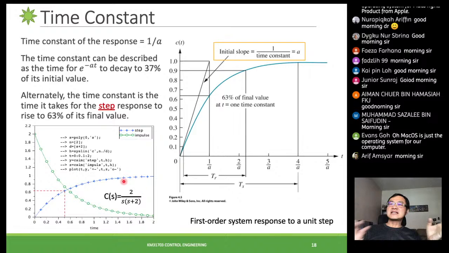And at the same time, from the equations, from the transfer function, you can generate the graph, or vice versa. From the curve, you can regenerate the transfer function. So we will call this a the exponential frequency. Exponential frequency.